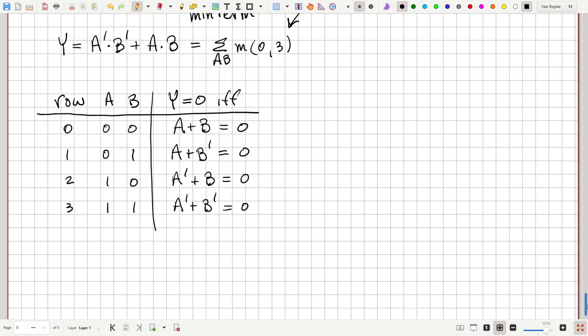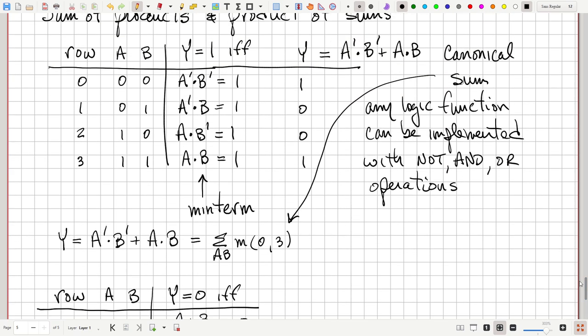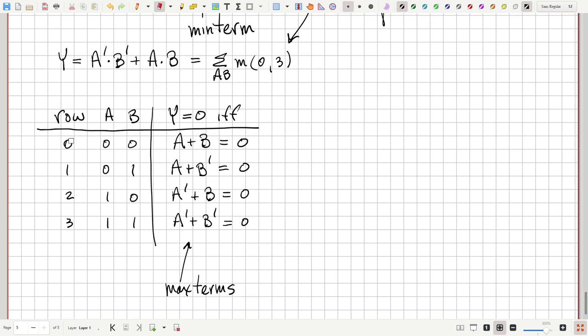These expressions here, these sums, these OR expressions, we call these max terms. Now up here, these products, we call them min terms because they're one only for a single row and they're zero for all the other rows. These are zero for one row and they're one for all the other rows.